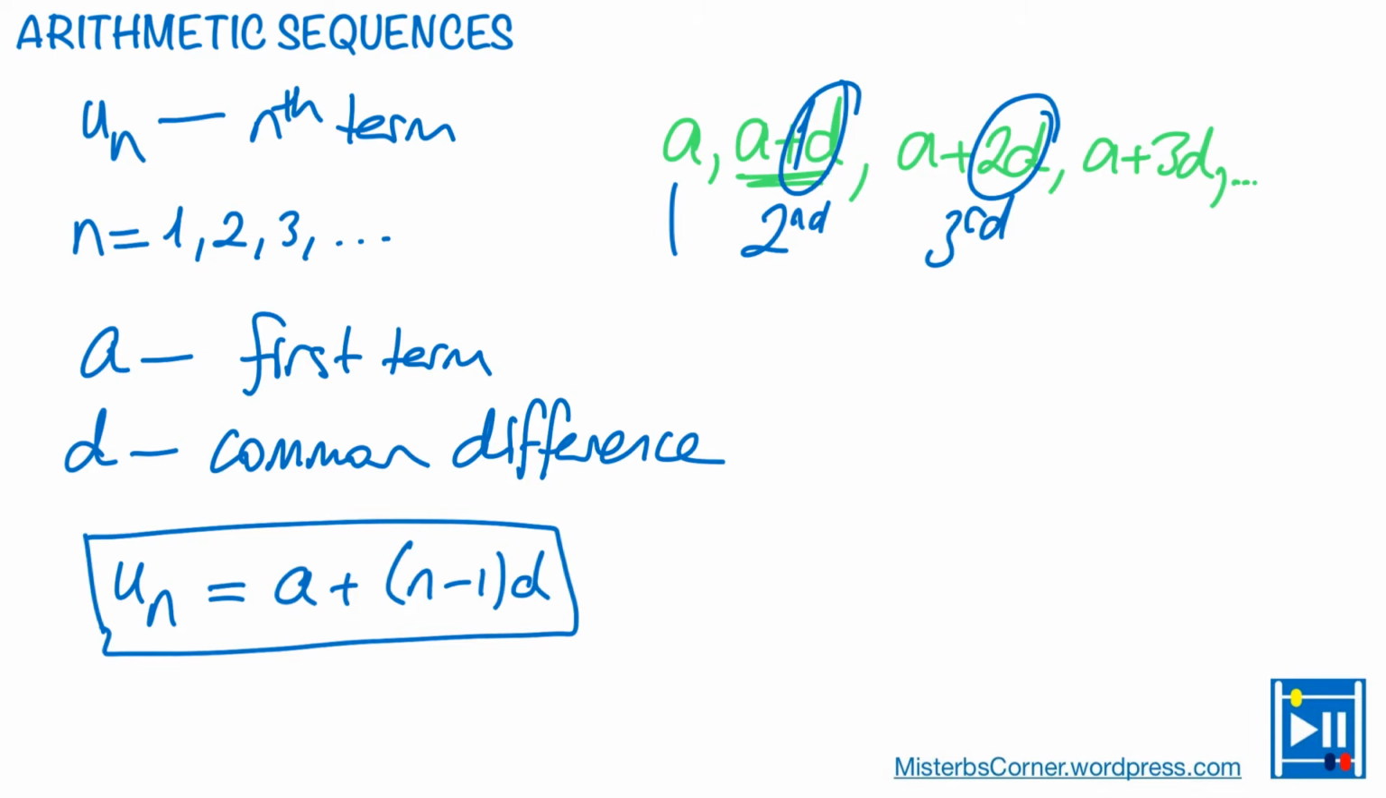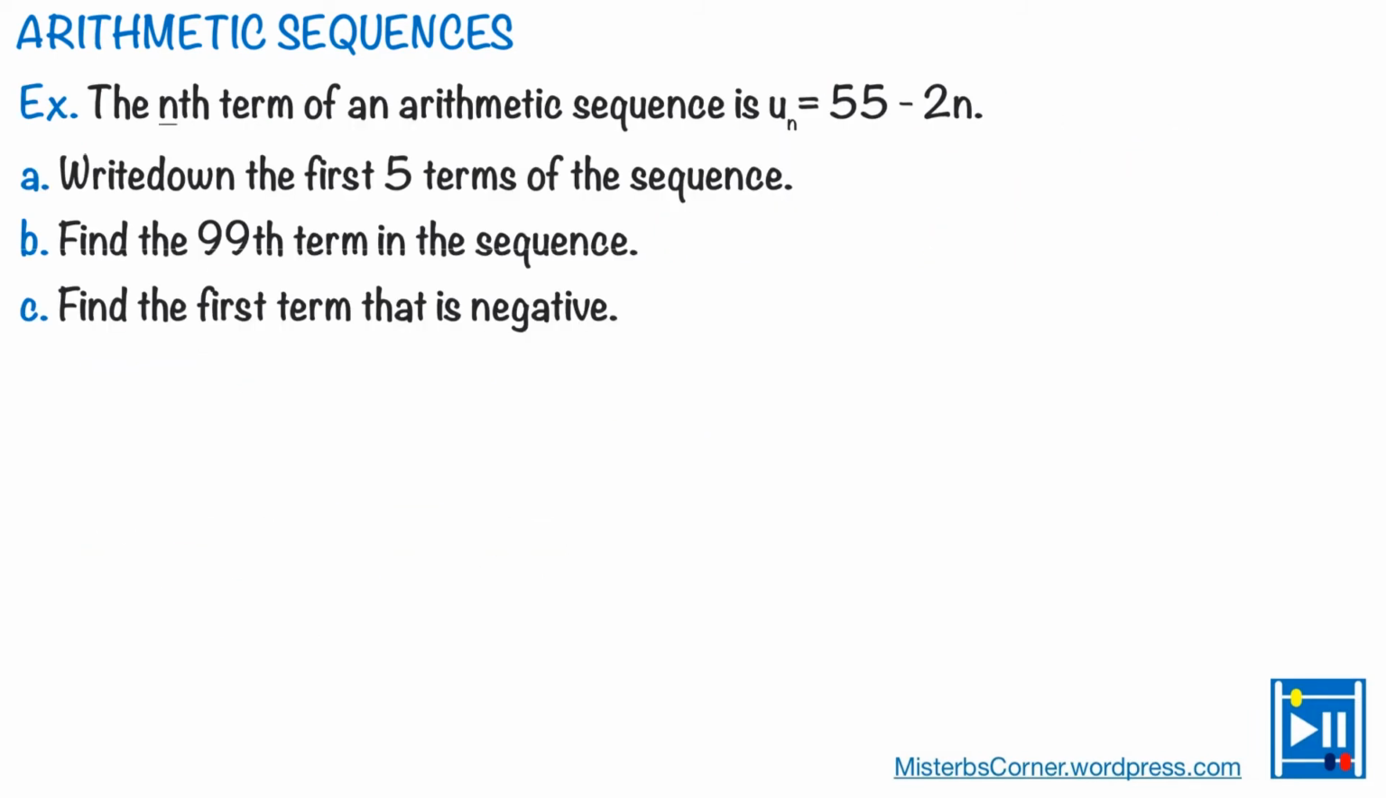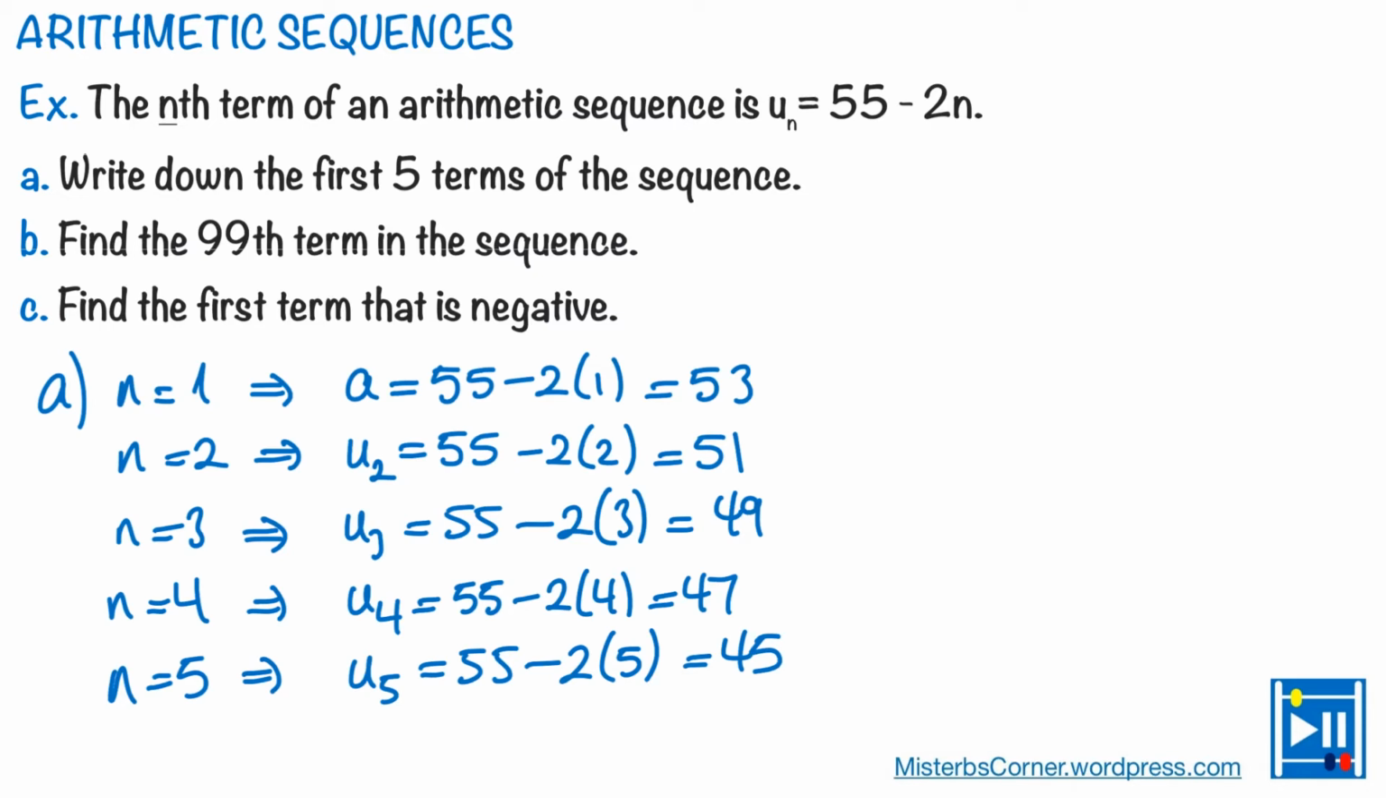Now let's see some examples. So in this example we are given the nth term of the sequence, and the first question is write down the first 5 terms of the sequence. Well, all I have to do is to substitute for n starting from 1 to 5. So the first 5 terms will be 53, 51, 49, 47 and 45 respectively.